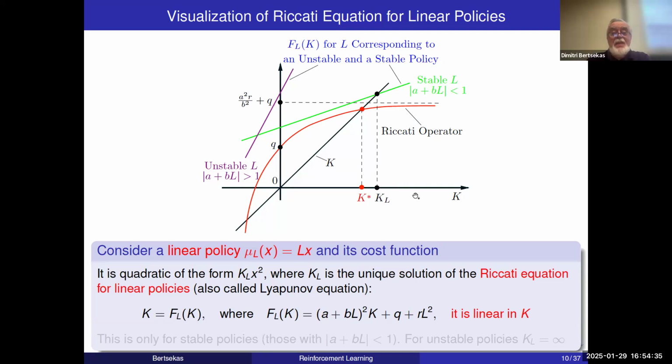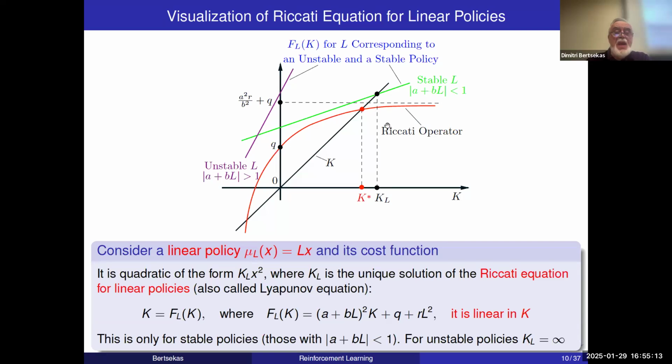Now, this is true for policies corresponding to this green line that slopes at an angle less than 45 degrees. Then you have an intersection with the 45-degree line. So if you have such a policy, which we call stable, with this coefficient here being less than 1, then this slope intersects the 45-degree line somewhere above K star. And this gives you the corresponding cost coefficient.